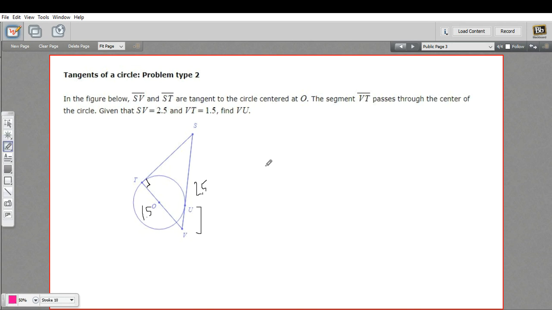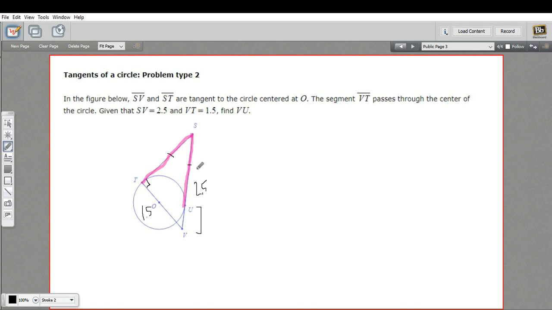The other property about tangents that's good for us to know is that if you have a point outside the circle and you make a tangent to the circle on two sides of the circle, like these two pink segments here, those are going to be the same length. This is going to come in handy for us because if we want to find this little bit, and we know this whole length here is 2.5, we just subtract the pink part from 2.5.